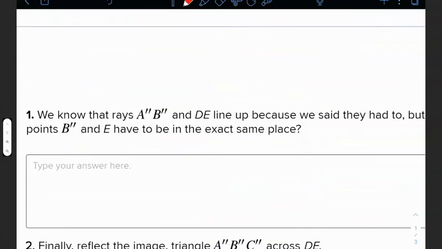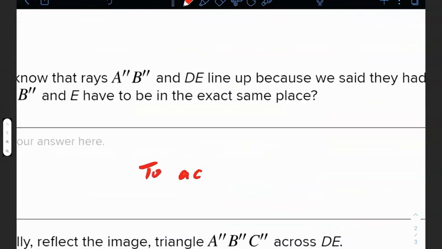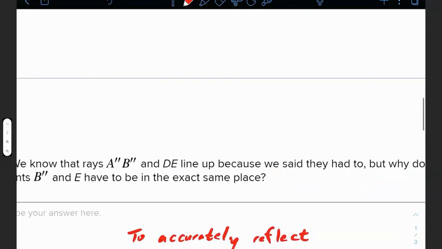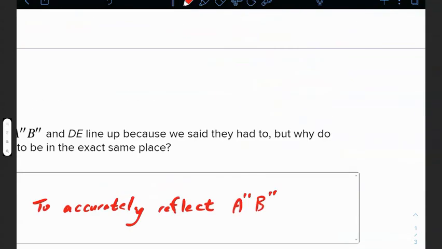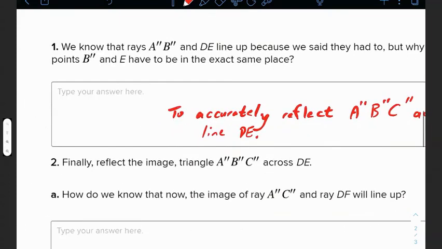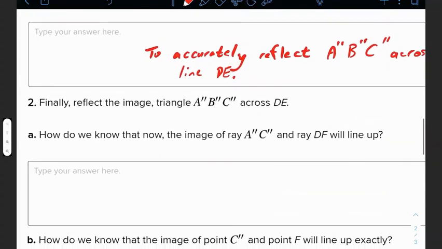To accurately reflect triangle A double prime, B double prime, C double prime across line DE, that's why we had to precisely get B double prime to E. And we finally reflect across DE. We do that for number 2.